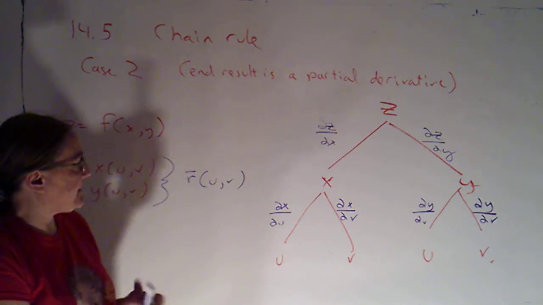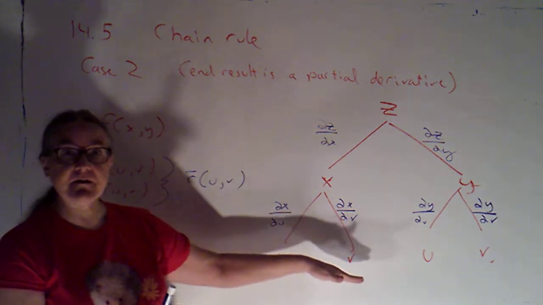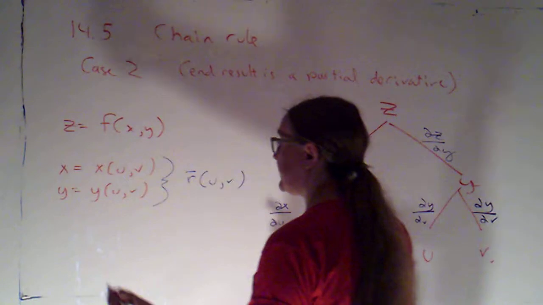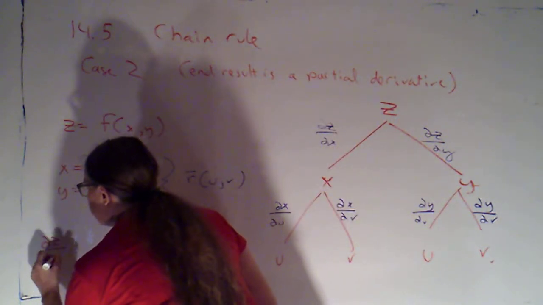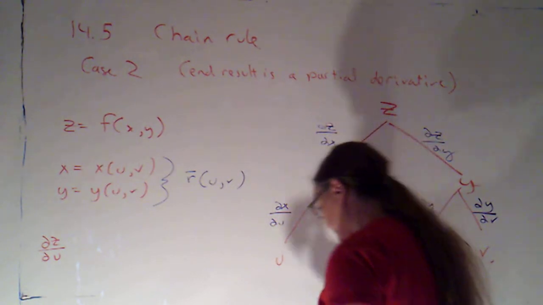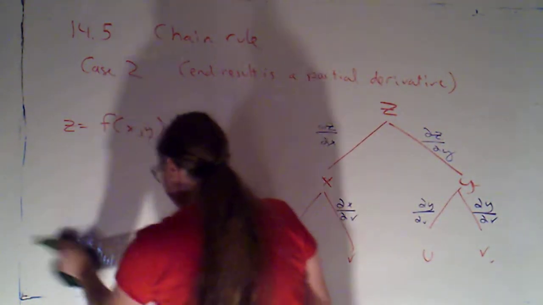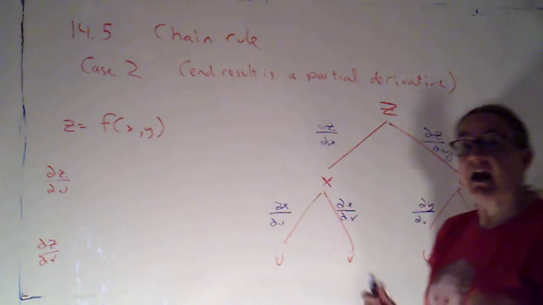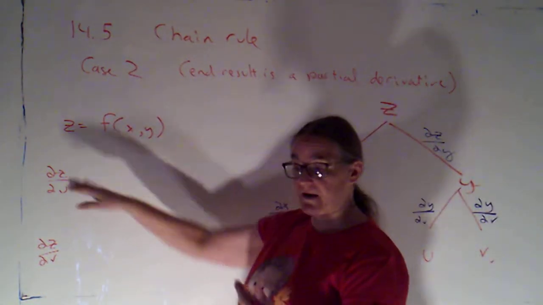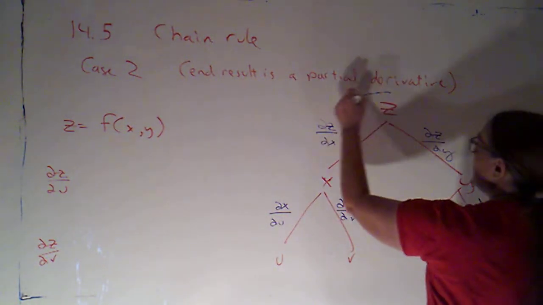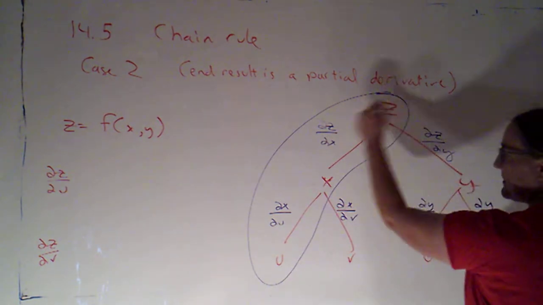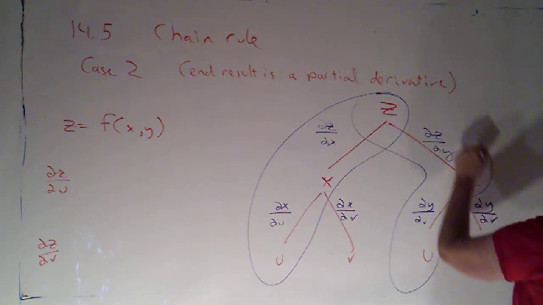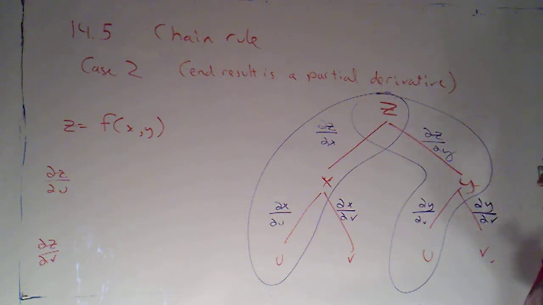Now, z ultimately depends on these variables, u and v. So z is going to have two partial derivatives that I could calculate, the partial of z with respect to u, and the partial of z with respect to v. And all I do, if I'm concerned with the partial of z with respect to u, I'm only going to be concerned with the paths that connect z to u. So that would be this path and this path. Okay. Because of course, when I'm taking a partial with respect to u, I'm going to be holding v constant, so that's not affecting the change in z.